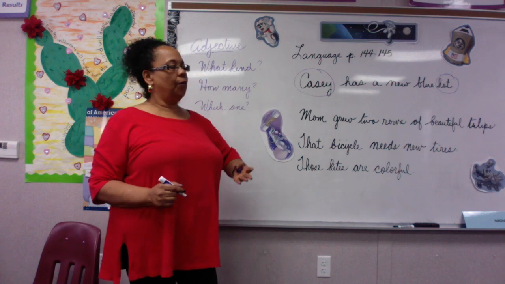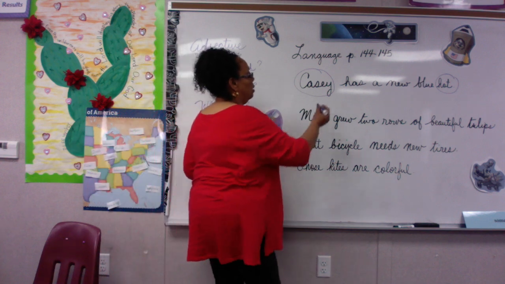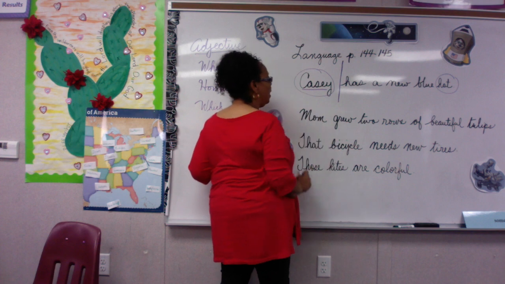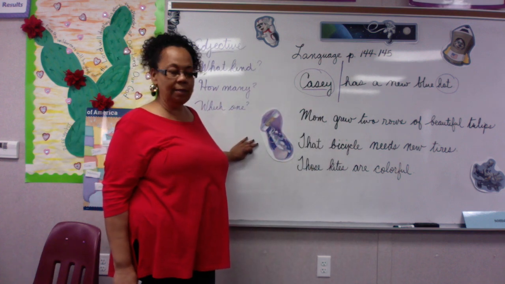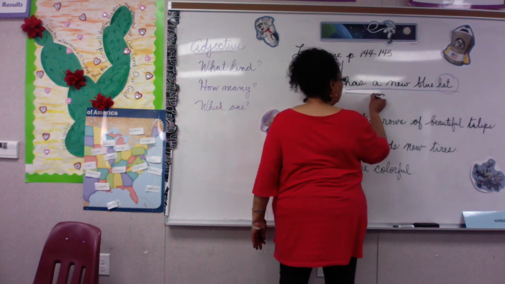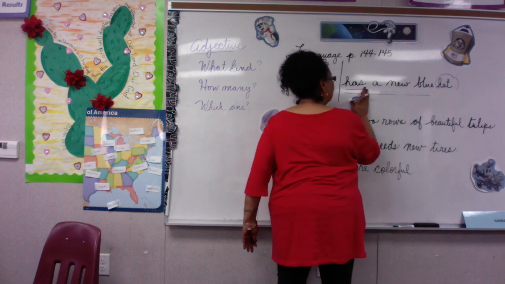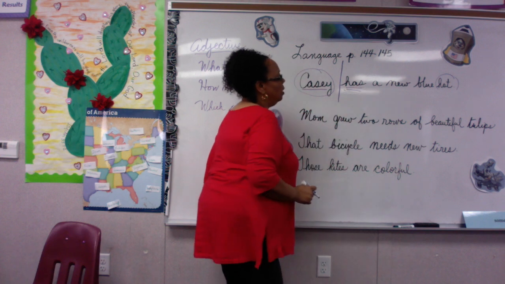Now let's separate predicate and subject. And that will be here. This is my subject, so I underline it once, and this is my predicate, and I underline it 2 times. What I underline 2 times is my verb.